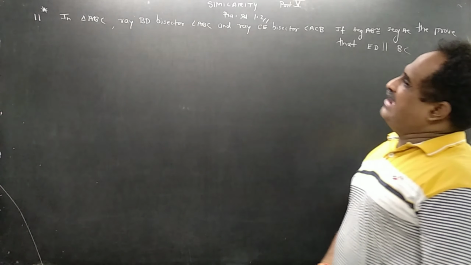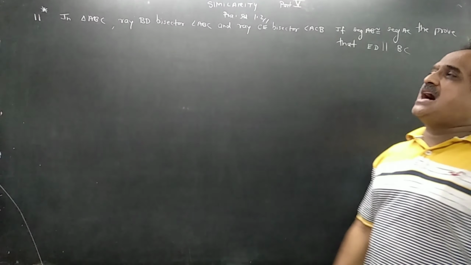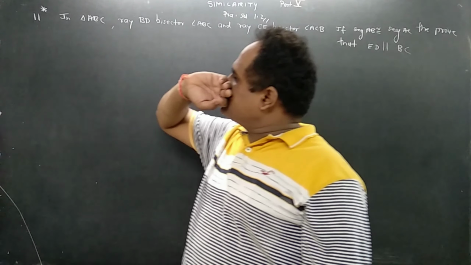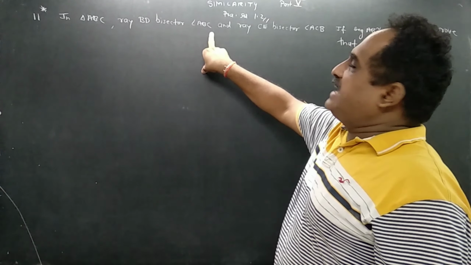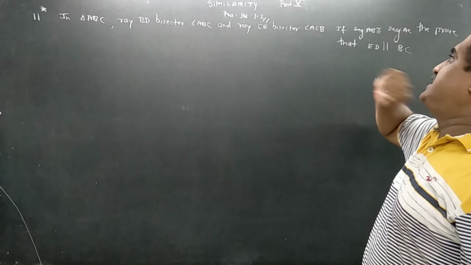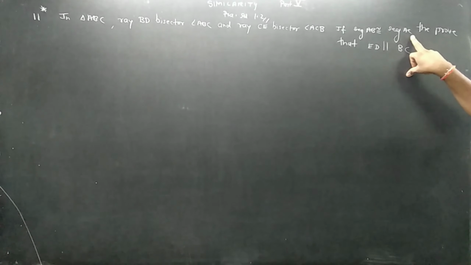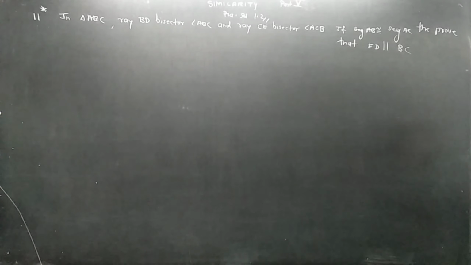Now question number 11, the last question of practice set 1.2. This is a question with a star. Star means whatever theorems we have studied, and maybe possibly some theorems of 9th standard, by using that we are going to solve this question. They have given that in triangle ABC, ray BD bisects angle ABC, ray CE bisects angle ACB. If segment AB is equal to segment AC, then prove that ED is parallel to BC.